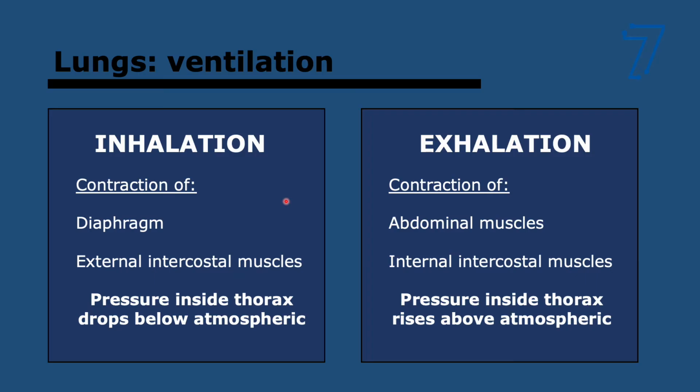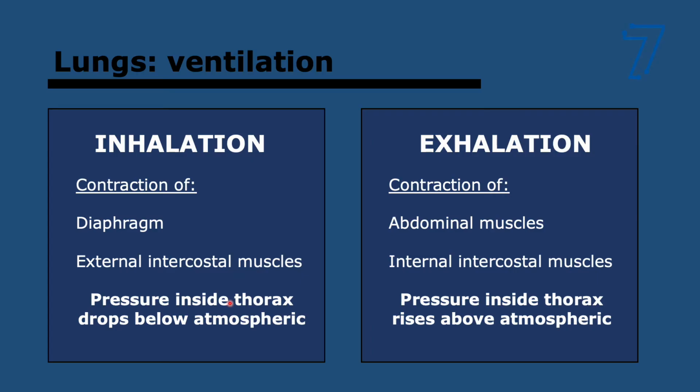So let's talk about ventilation. Ventilation involves muscle contraction. Why? Because it causes air to flow from regions of higher pressure to regions of lower pressure. So during inhalation, the diaphragm and external intercostal muscles are going to contract. What that's going to cause is that the pressure inside the thorax is going to drop below atmospheric pressure, and thus air comes in naturally, right?